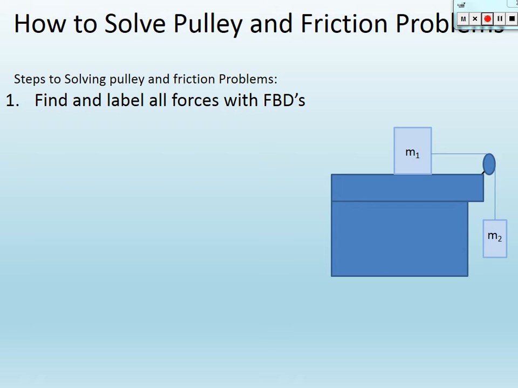Okay, there's a lot of steps to these problems, but I think we can go through them pretty quickly. Step number 1 is to find and label all the forces. Okay? So, force of gravity. What do we call this force? Let's go quickly, guys. Normal force. What do we call this force? Force of friction. What do we call this force? Tension. What do I call this force going up? Tension. What do I call this force coming down? Weight or force of gravity. Right? Same thing.